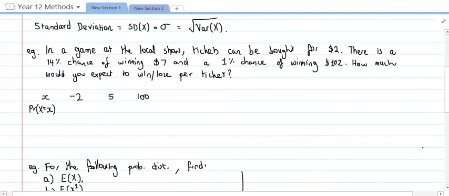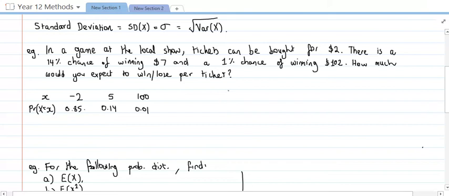Now the chance of winning $5, or winning $7 as it was, was 14%, so that's 0.14. The chance of winning $100 was 1%, so 0.01. We've used up 15% so far, so we still have 85% left.